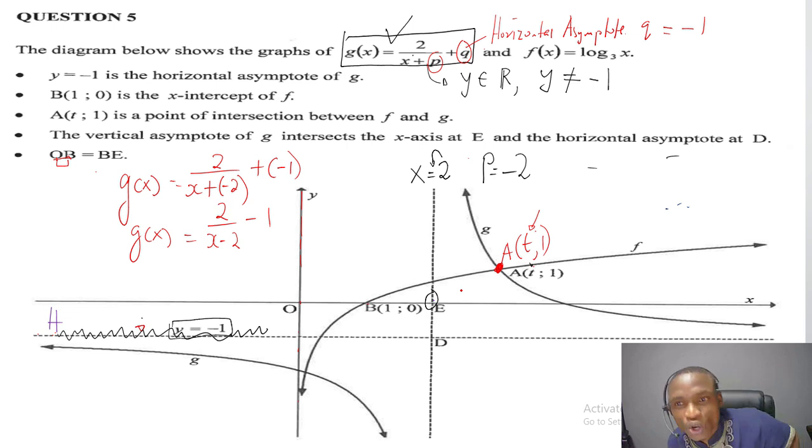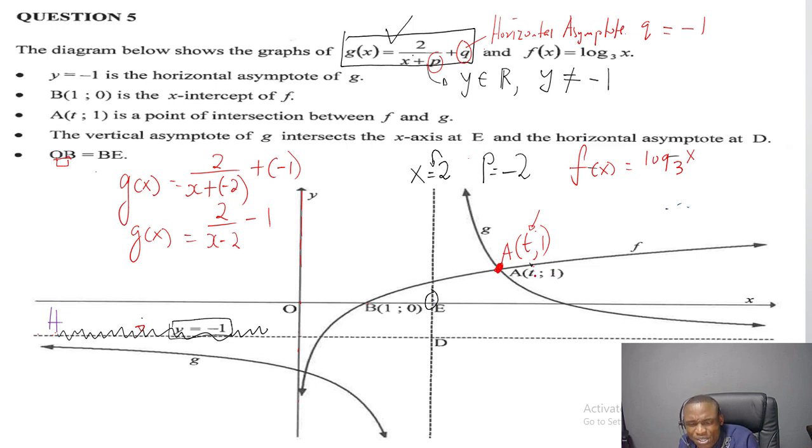Okay, let me go to the approach which I want you to do. You have f of x equals log x base 3. So the function f passes through a, and we know that at a, the y value is 1. So we're going to find x when y is 1.